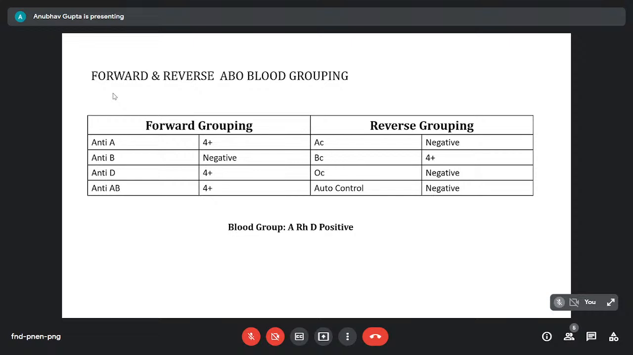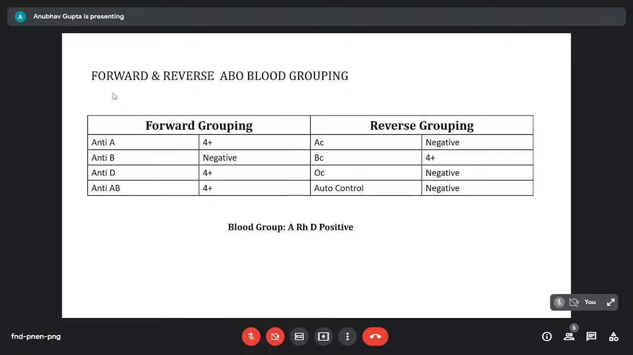My fourth control is auto control. As per Landsteiner, if you are harboring the A antigen, you should not have that antibody. So under normal conditions, auto control should also be negative. If your auto control is positive, that means you are harboring an antigen and an antibody directed against that antigen.